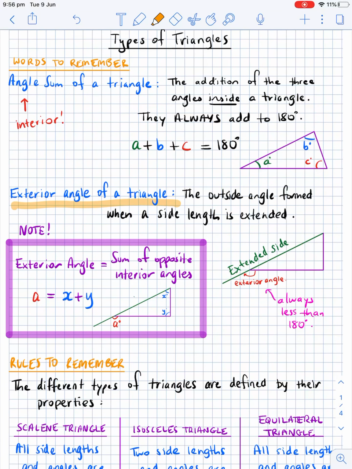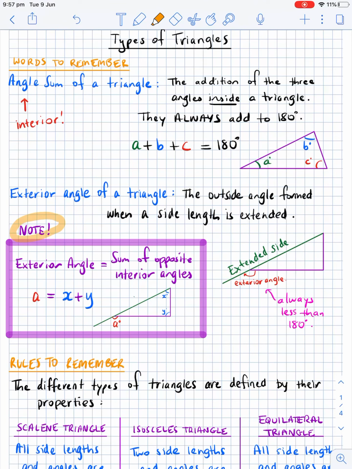An exterior angle of a triangle. It's the outside angle formed when a side length is extended. If you look at this diagram here, we've taken this side of our triangle and we've extended it, we've made it longer. And what you get is this outside angle here, which we call the exterior angle. It's not this straight line angle on the other side, there's 180 degrees over here. It's this angle here, and they're always going to be less than 180 degrees. This is what we call the exterior angle.